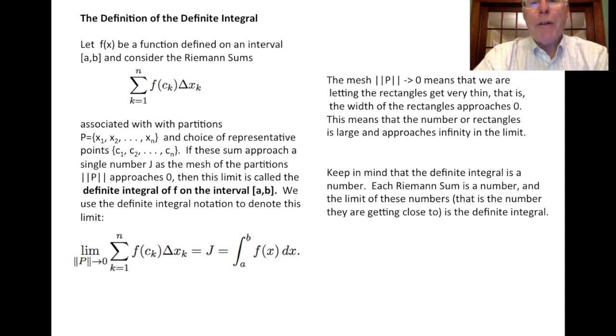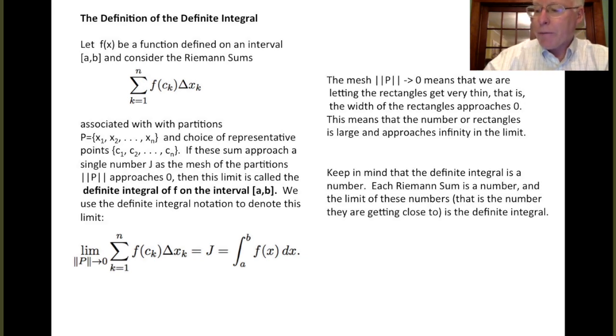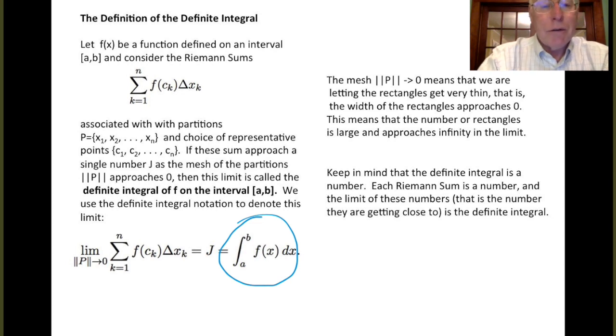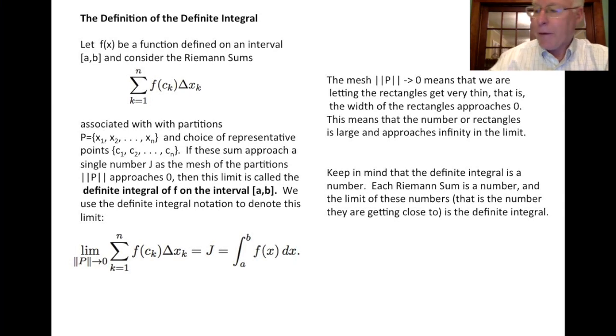Now keep in mind that the definite integral is a number. So each Riemann sum is a number. It's a sum of areas of rectangles or a sum of little distances traveled. The limit of these numbers, that is the number that these are all getting close to, is the definite integral, and that limit itself is a number. So although this notation may look daunting at first, when we work it out, it always comes out to be some real number.